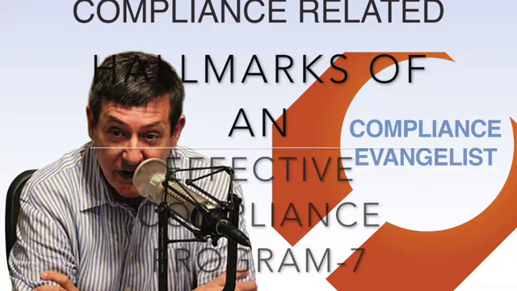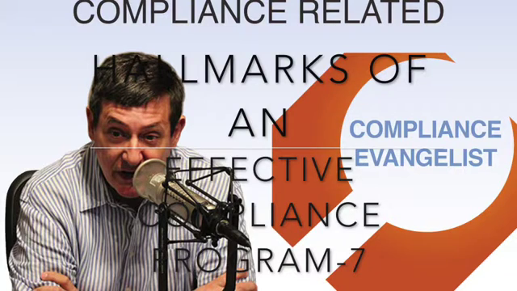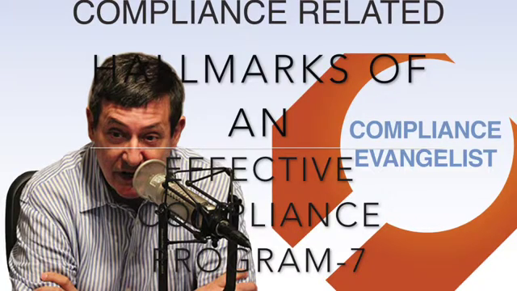I continue my exploration of the 10 hallmarks of an effective compliance program podcast series on hallmark number 7, third-party due diligence and payments. There's really no debate that the vast majority, some would say as high as 95%, of all FCPA enforcement actions involve third parties. So this is viewed by the government as the highest risk, and it's something that companies must manage going forward.